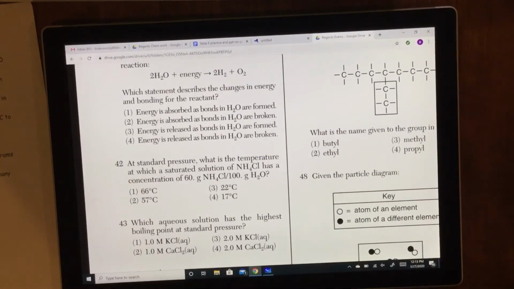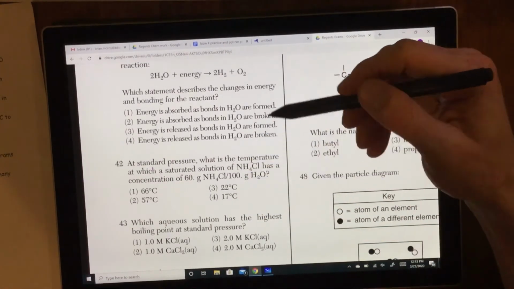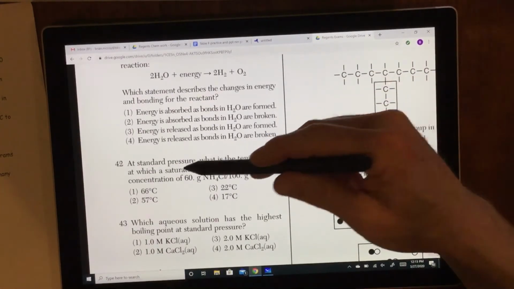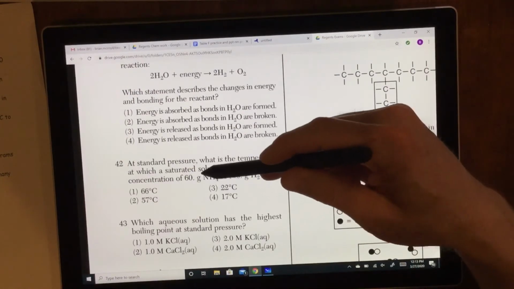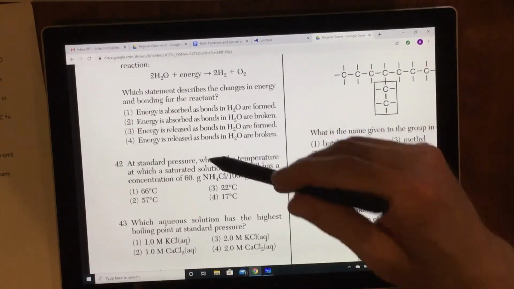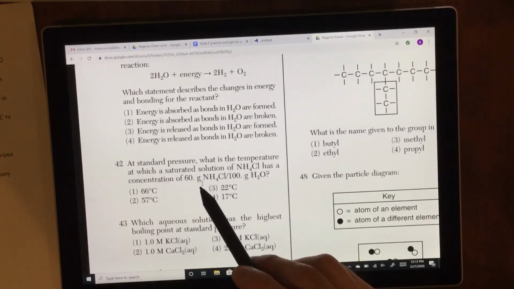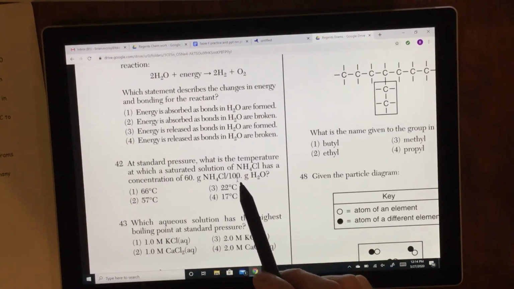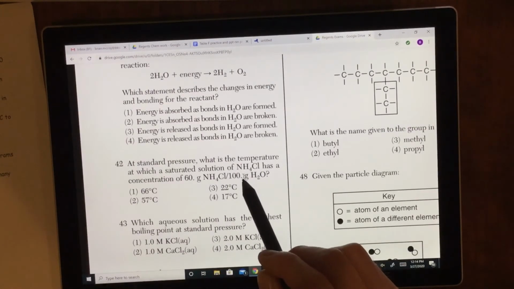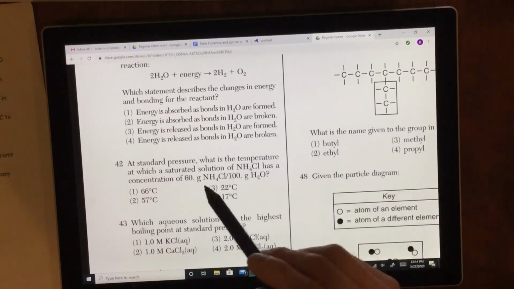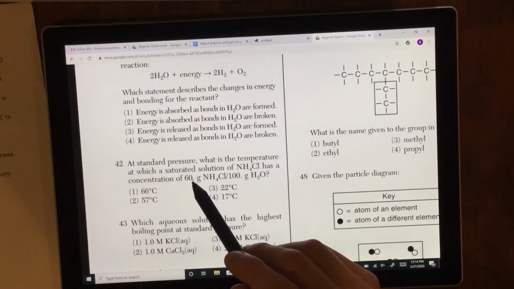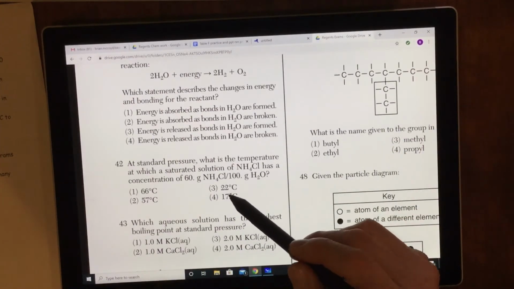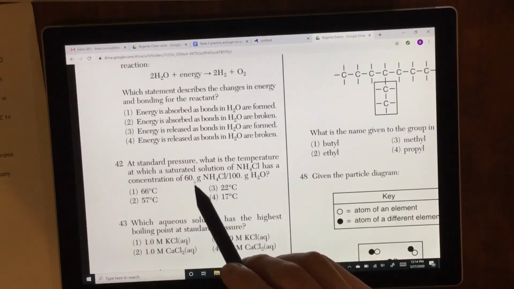So 42: at standard pressure, what is the temperature at which a saturated solution of NH4Cl has a concentration of 60 grams in 100 grams of water? So basically, we're going to go to Table G. We're going to look up 60 grams. The 100 just means you can use Table G, 100 grams of water. That's the amount of water. So we're going to go to 60, and where that touches the line, we're going to drop down and see the temperature.